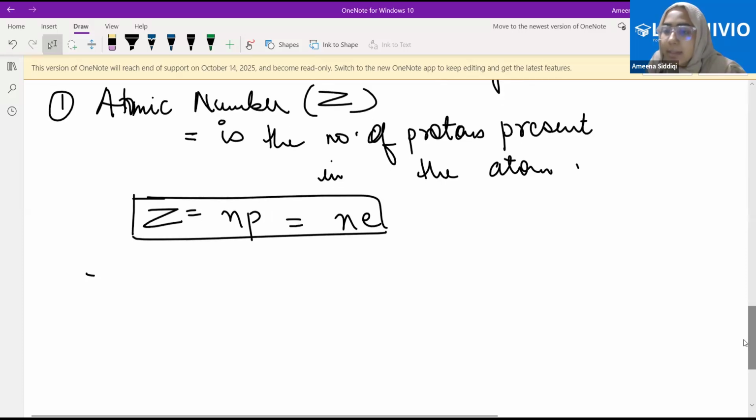See what is happening. Same atomic number, that means same atom. Please try to understand this. Same atomic number, same atom. Different atomic number, different atom. We know that an element has the same type of atoms, right? Therefore, for all the atoms present in a particular element, the atomic number should be the same.